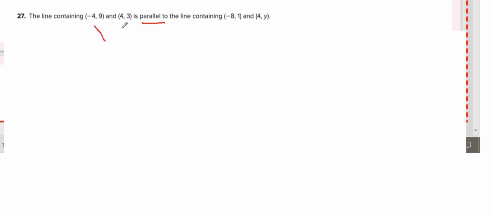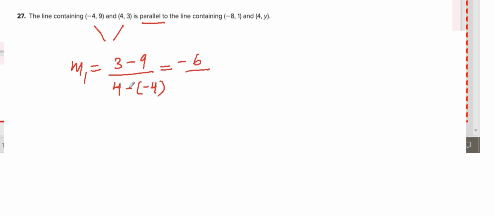So find the slope of this line. So what is the slope? Let us suppose this is M1. Y2 minus Y1 over X2 minus X1. 3 minus 9 is minus 6. Minus minus plus, which is minus 6 over 8.